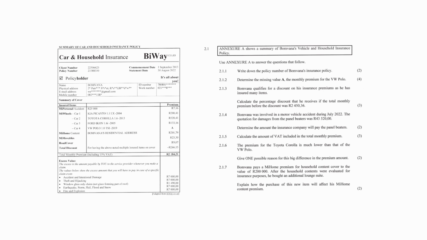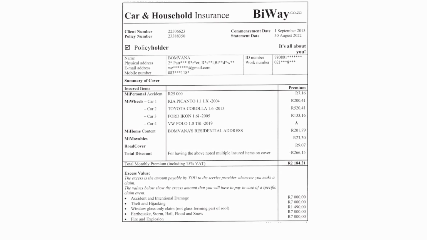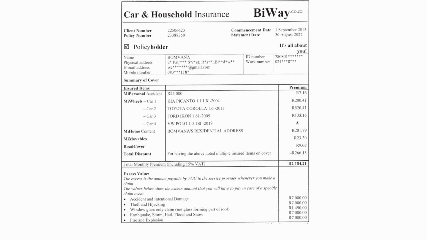Question 2.1 consists of 7 finance questions that were designed to assess your understanding of financial statements in the context of an insurance policy. You are given a summary of a vehicle and household insurance policy in Annexure A. You will have to use this policy document to answer the questions that follow.